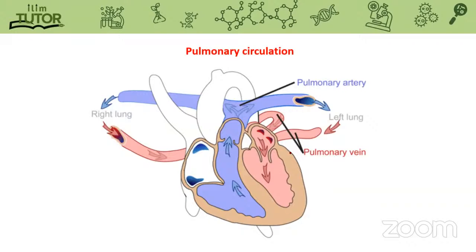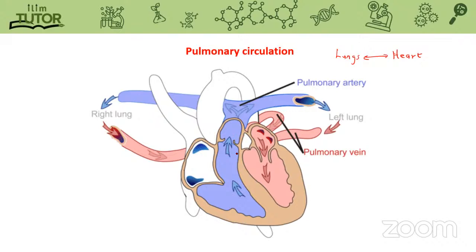We have already talked about the fact that in mammals, what we have is double circulation. Now, that double circulation can still be further subdivided into pulmonary circulation and even systemic circulation. For pulmonary circulation, for instance, we are talking about the movement of the blood between the heart and the lungs. So we have the movement of blood between the lungs and the heart here, okay?